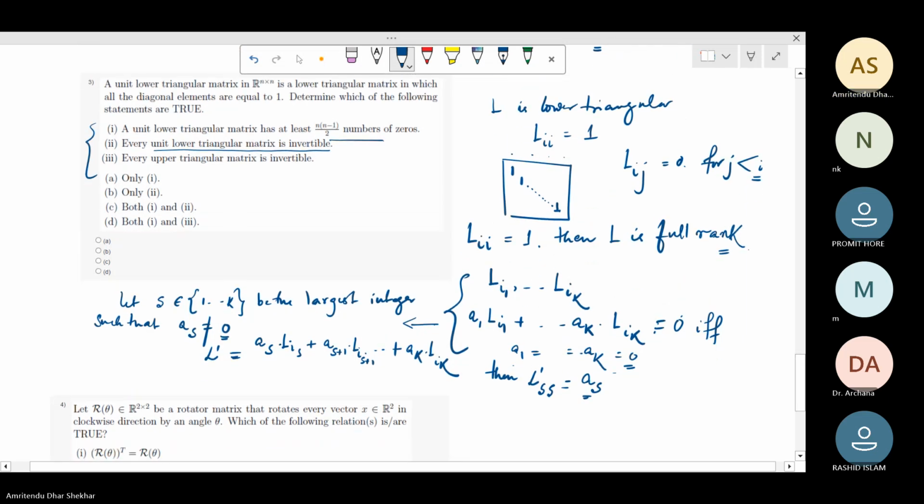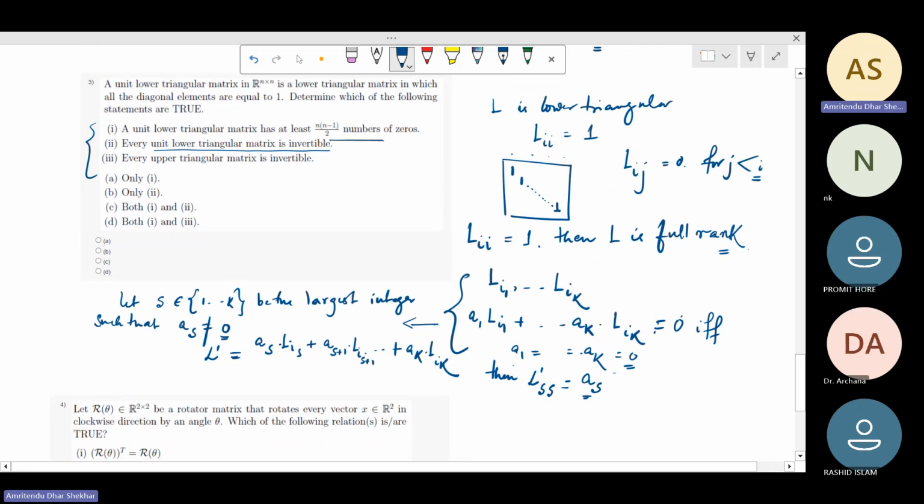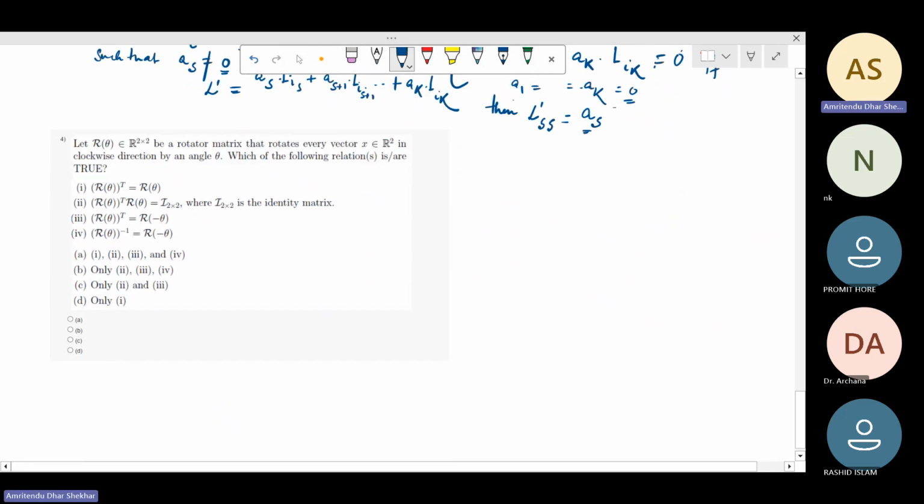Okay. So these are the two statements that we can infer. And is every upper triangular matrix invertible? No, not necessarily. Okay. Look at the fourth problem.